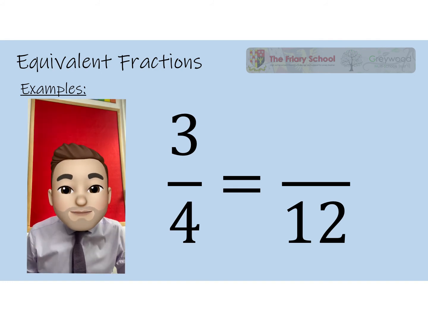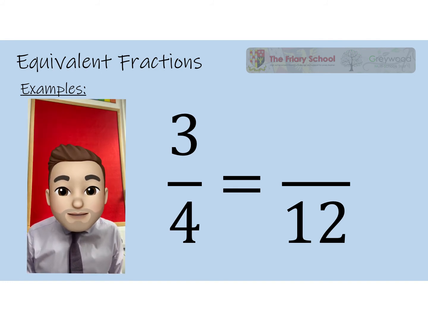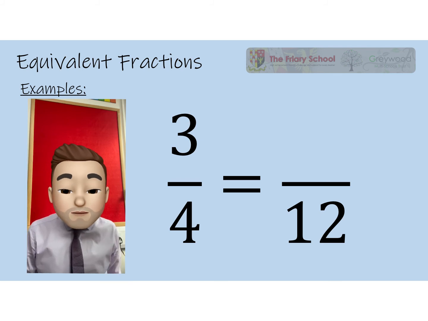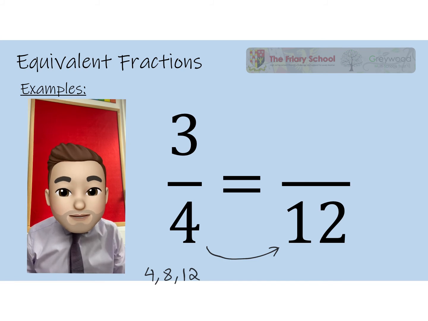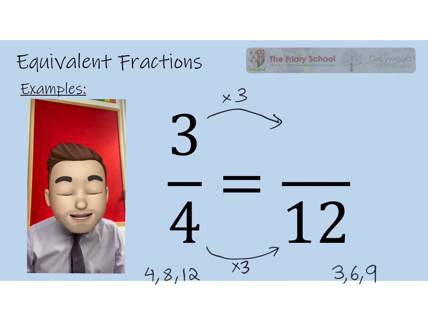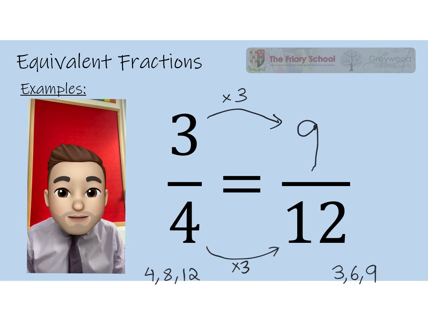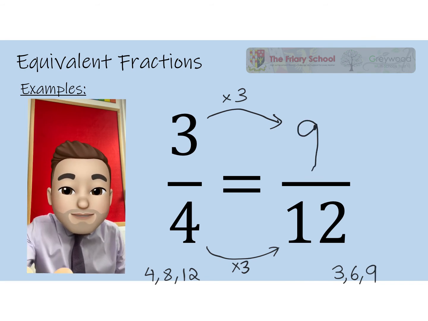Let's just do a few examples. So here we have 3/4 is equal to something out of 12. So 4 has been multiplied by something to get 12. So if I go up in my 4 times table, 4, 8, 12, I can see that 4 has been multiplied by 3. So therefore, the numerator of this fraction must also be multiplied by 3. So I must do 3 times 3, so 3, 6, 9. So therefore, 3/4 is the same, or equivalent to 9/12.